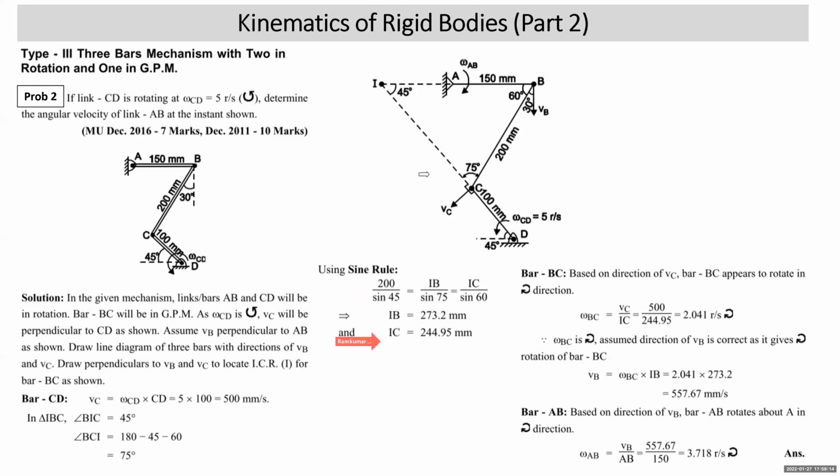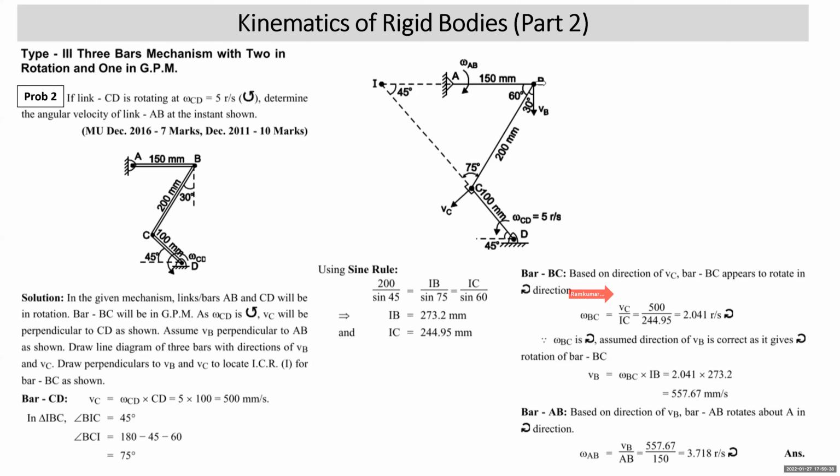Then we come to the motion of bar BC. Keep your pen or pencil at I and look at the direction of BC. Bar BC appears to rotate in clockwise direction. Omega BC is VC upon CI. VC is 500, and CI we got as 244.95. So omega BC is 2.041 radian per second clockwise.